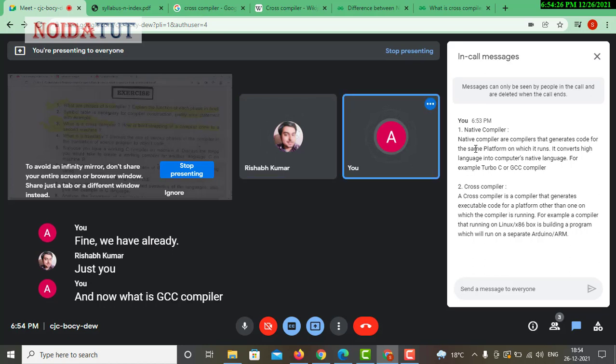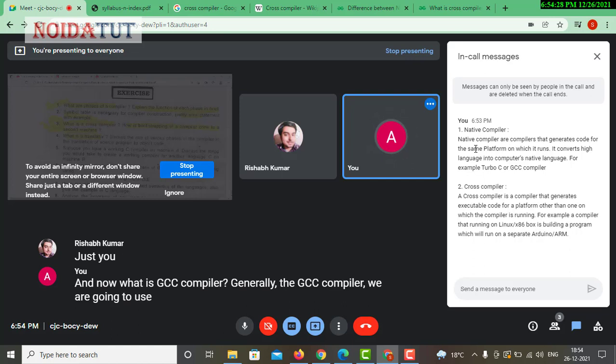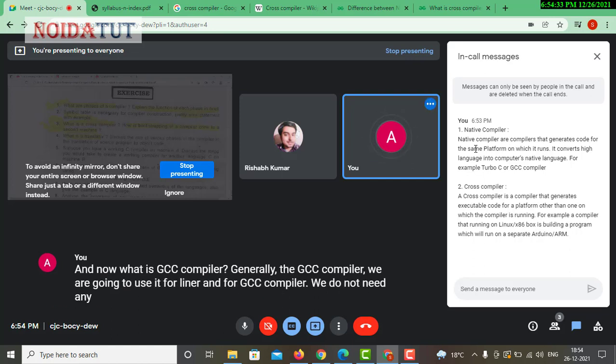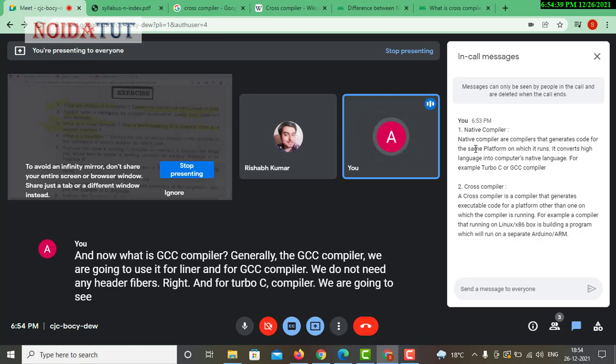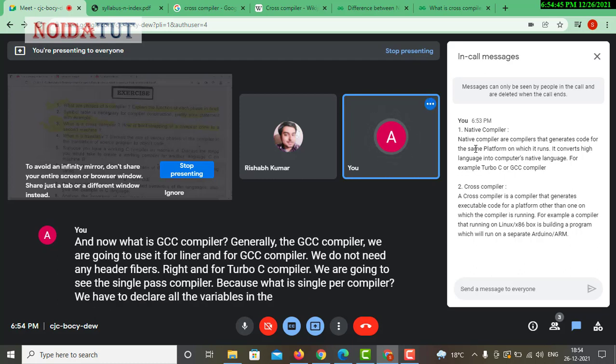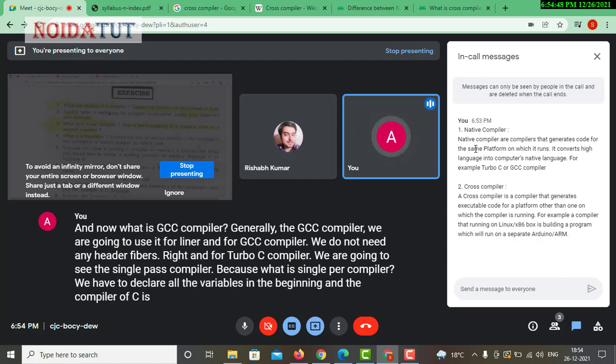Generally the GCC compiler we are going to use it for Linux, and for GCC compiler we do not need any header files. Fine. And for Turbo C compiler we are going to see the single pass compiler, because what is single pass compiler? We have to declare all the variables in the beginning, and the compiler of C is written in C language. Fine.